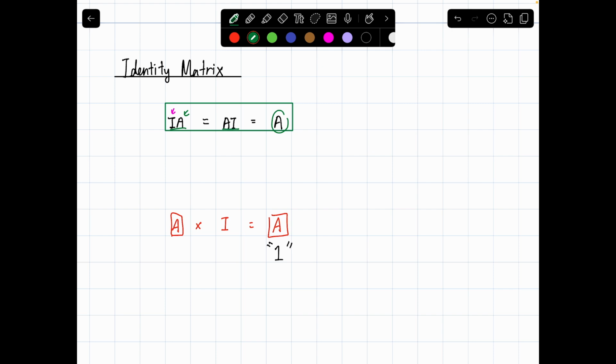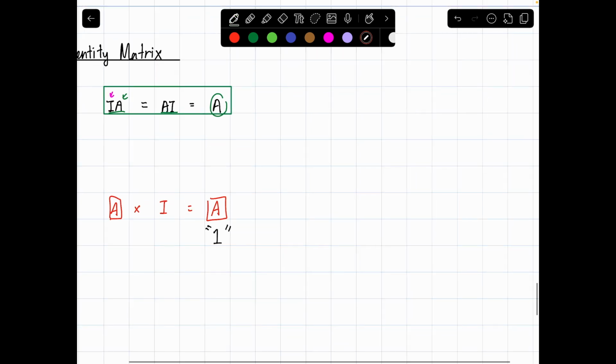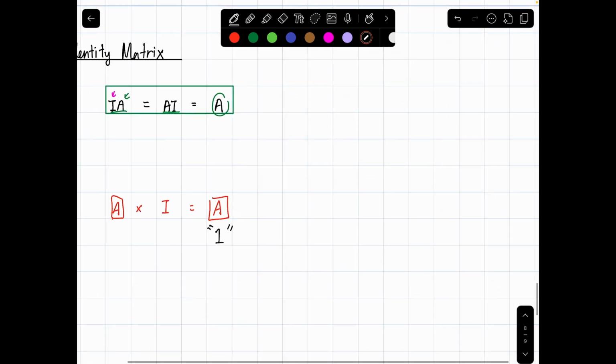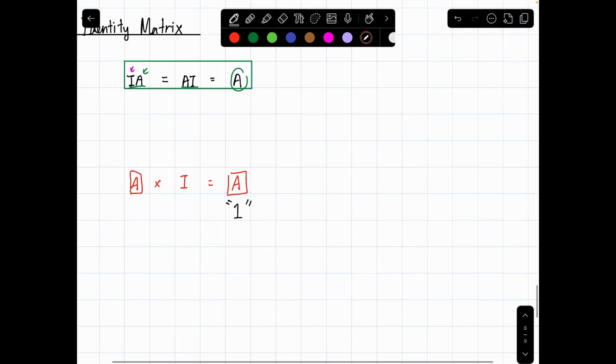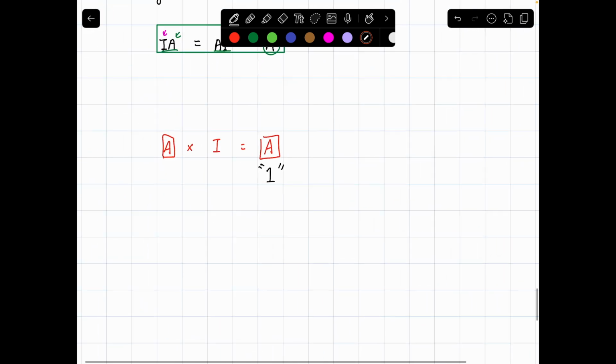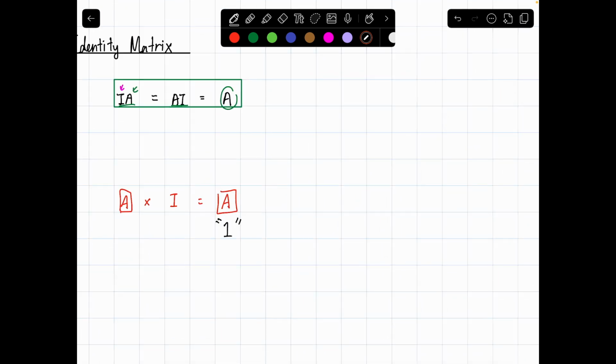So now that we know what an identity matrix is, let's take a look at how to represent an identity matrix. Identity matrix, such a difficult word to say. Alright, please don't roast my pronunciation. I'm trying my best.